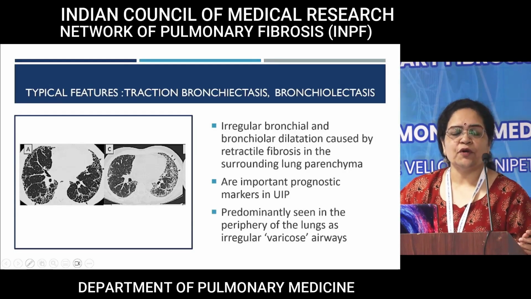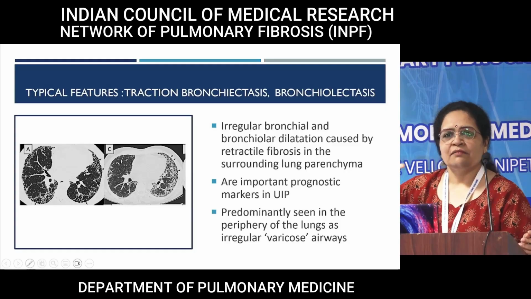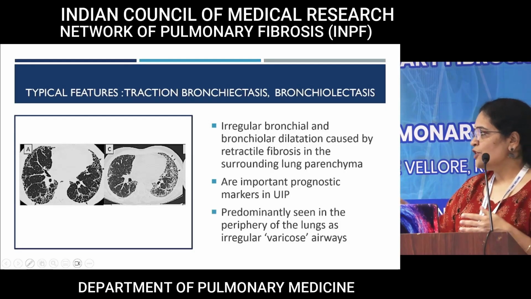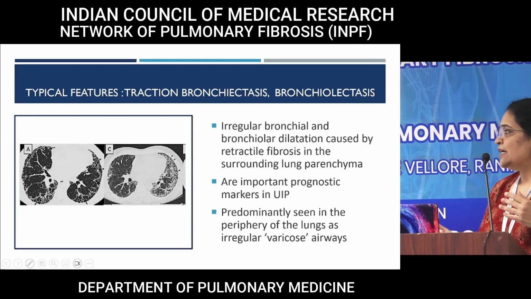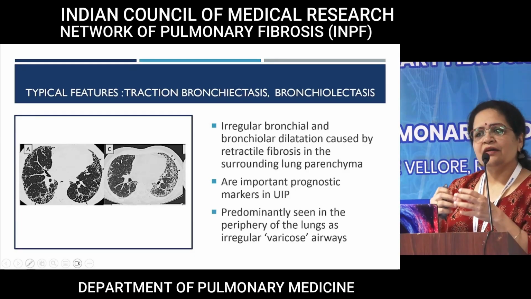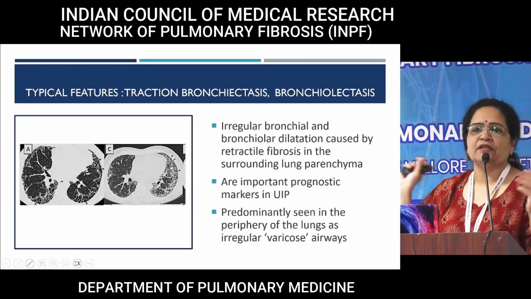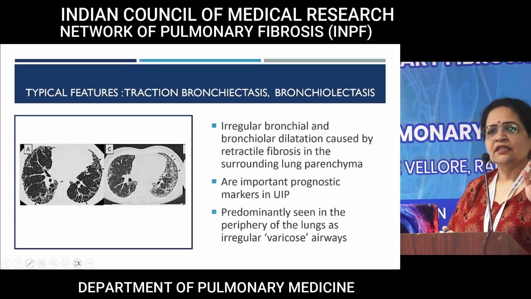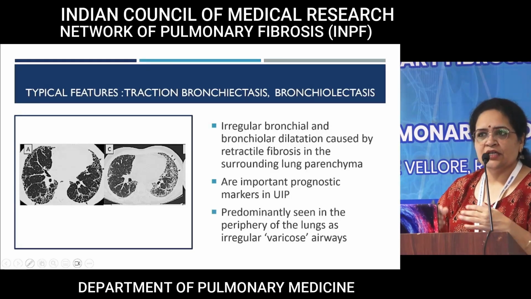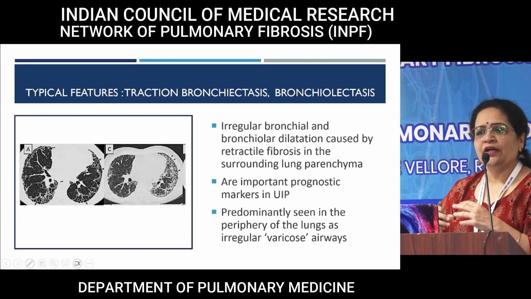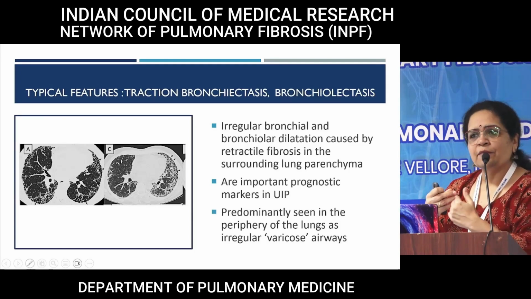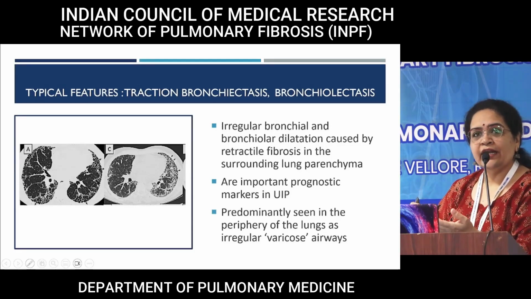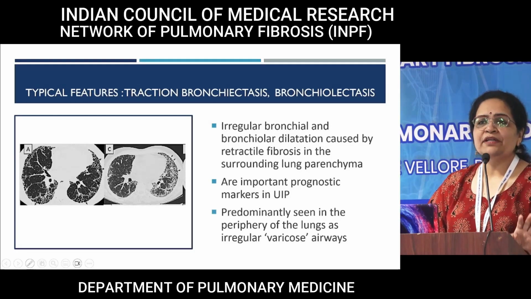Probable. Okay, it falls into probable if only that is there. But if it is there with honeycombing, then it is definitive. So something you need to know about this is that the surrounding lung parenchyma undergoes fibrosis, so it pulls apart the bronchioles. That's why you get traction bronchiectasis and bronchiolectasis. They are important prognostic markers, which means beyond the interlobular septal thickening, the fibrotic process is extending into the lung parenchyma. And it will correlate with what functional impairment?